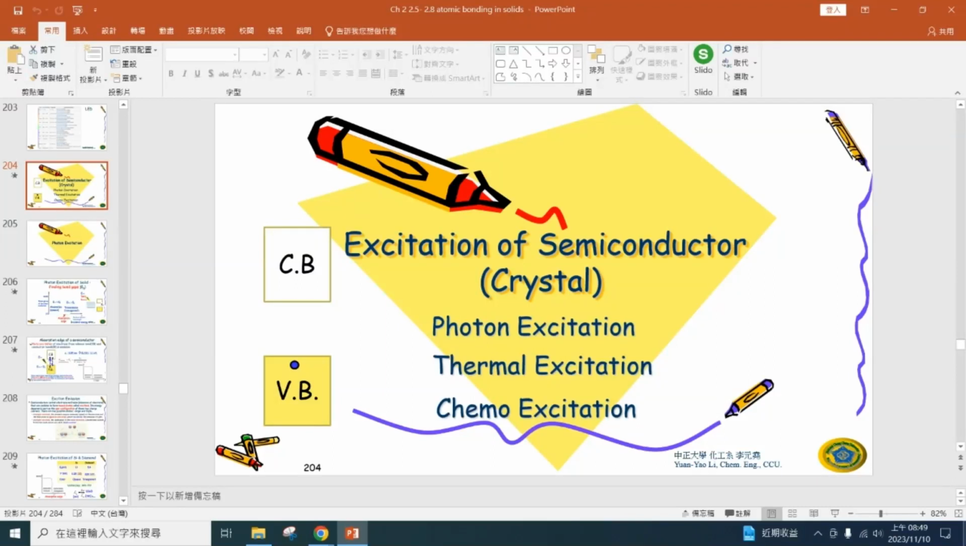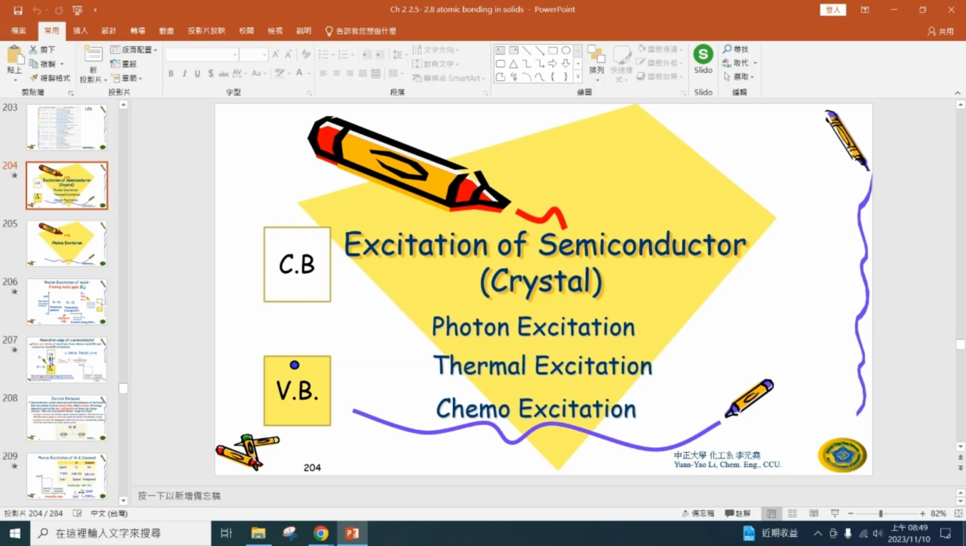Right, as usual, let's record what we have learned in the previous lecture. Last Wednesday, we learned about semiconductors, right? And we know there are three methods to do the excitation of the semiconductor. That means we want to know how to make a semiconductor work, how to deliver conductivity in a semiconductor? And there are three methods.